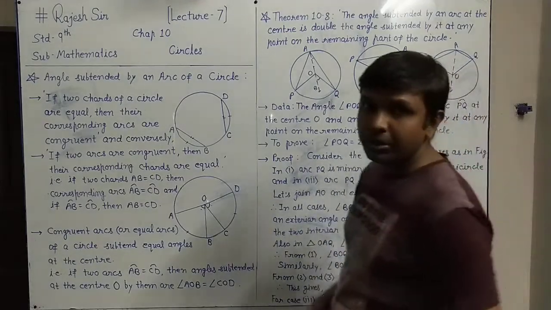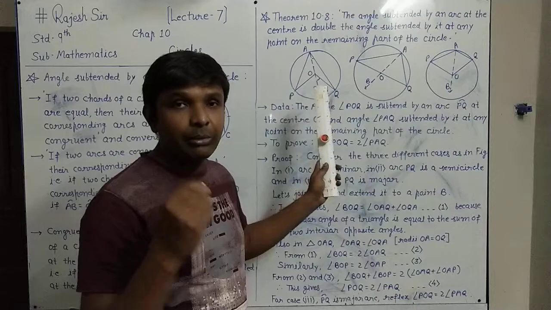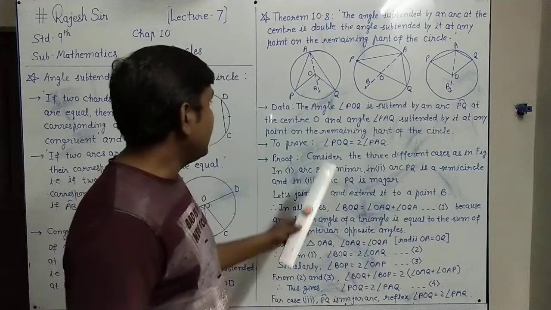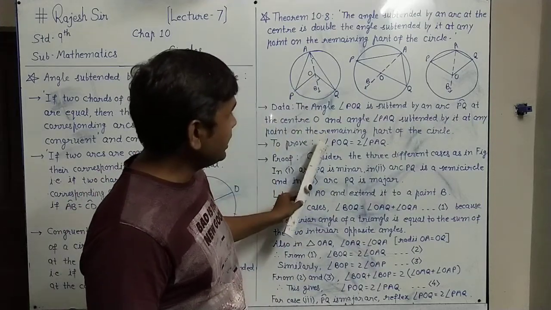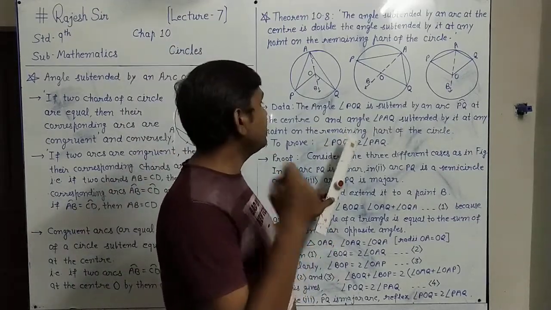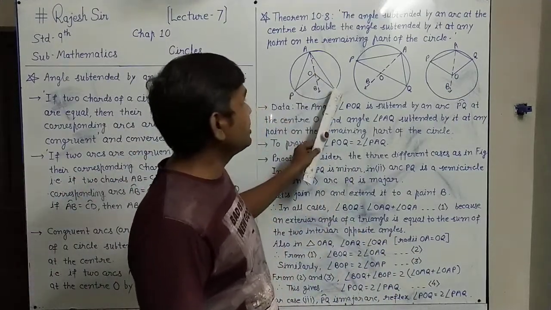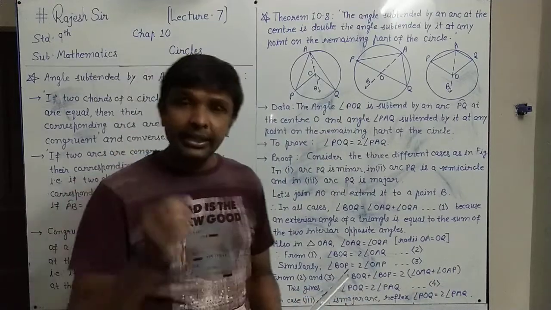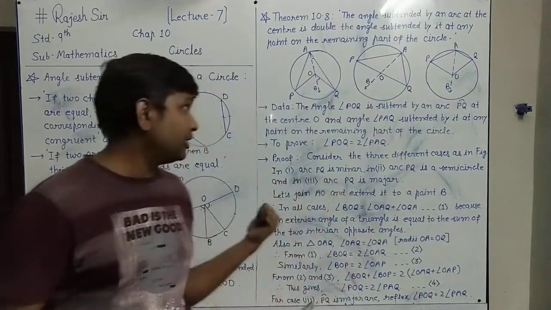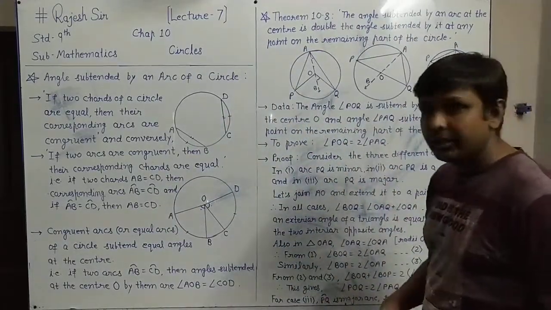In short, we have to remember for this theorem, for any arc, whether it is minor, semicircular, or major, the angle subtended at the center, here for the example given, will be equal to 2 times, or double, the angle subtended at the remaining part of the circle by the same arc. The center angle is double the remaining part angle. That way, in short, we have to remember this theorem. This is a very important theorem. We have to write it and prepare it. Try to write without saying it, for exam purposes.